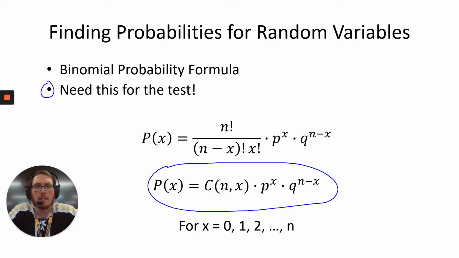And notice here, this first part is a combination, n choose x, then times p raised to the x power, and q raised to the n minus x power. And that would be how you find each probability. You're going to want to know this one really well. The one I circled is the version that I would expect you to be able to write out, and then plug into your calculator to find the answer.